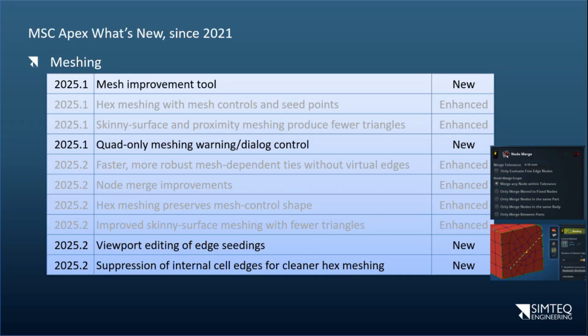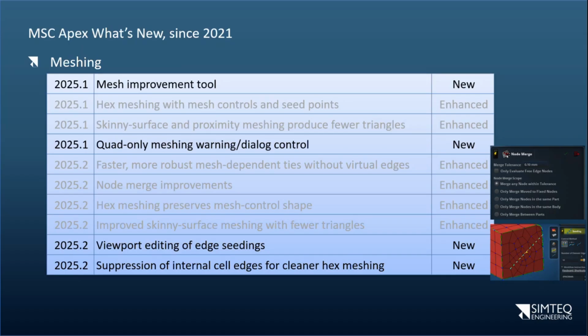That was to tell you that even though you selected the quad-only mesh option, it was not possible, and it just warns you that there are a few triangles. So it doesn't fail. It simply warns you that there is a solution, but with a few triangles. Then the faster and more robust mesh-dependent ties without virtual edges was improved.